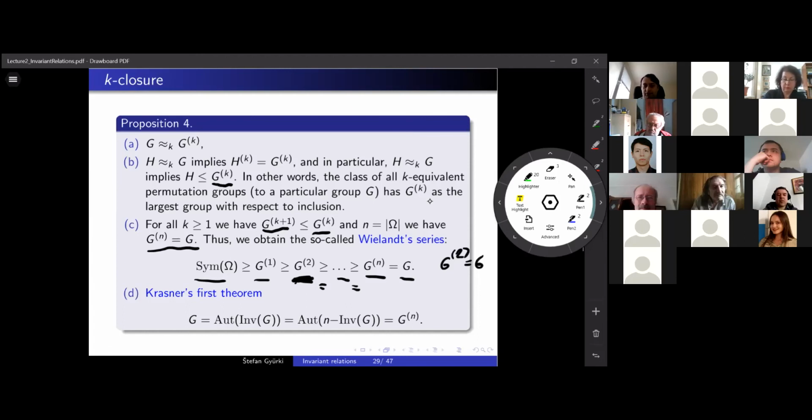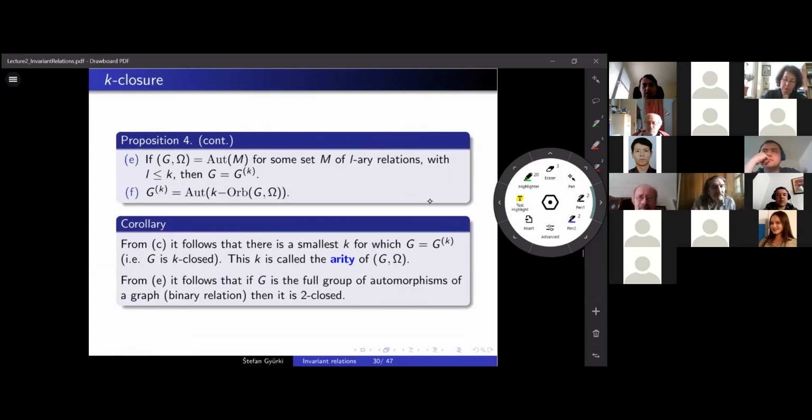Now, the next part of this proposition is known under the name Krasner's first theorem. It says that G is the full automorphism group of all invariant relations of the original group G, and it is the same as taking the automorphism group of the n invariant relations of G, where n is the degree of the permutation group, and it coincides with the enclosure.